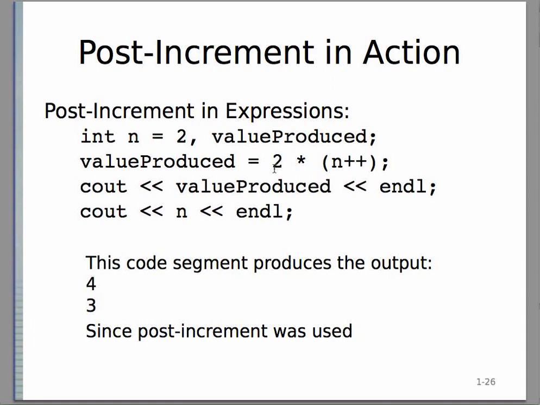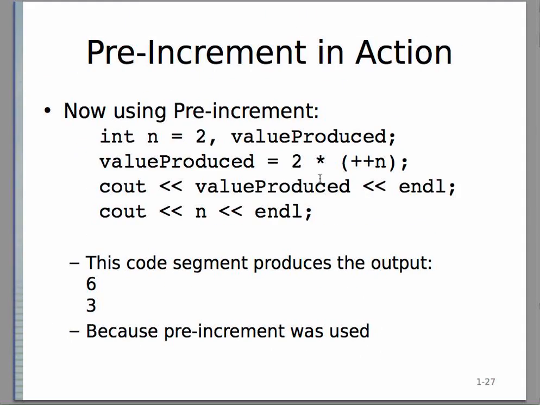2 times 2 is 4. So if you print it out, you'll get value produced as 4. It should make sense, even though n is 3. Okay, so after these two statements are executed, n is 3, value produced is 4. If you had used a plus plus here, it would be different in that value produced would be 6. So switch this n plus plus to a plus plus n, you get a 6 over here.